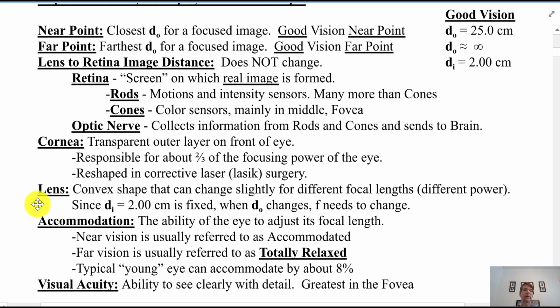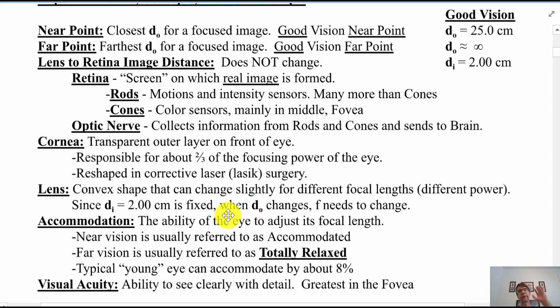So then you have your lens. It's convex. Well, you saw a picture of that up there. And it can be changed in shape. When you look at near items, it has to have a greater power to focus on things that are close as opposed to things that are further away. We'll talk about that. Like I say, your d sub i is 2.00 centimeters. It's fixed. d sub o changes.